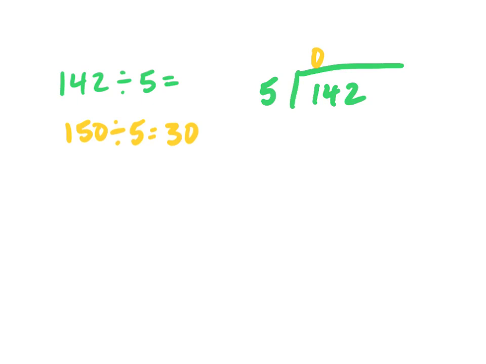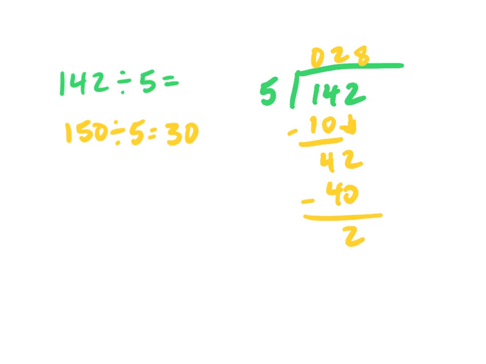5 goes into 14 2 times, which is 10. 14 minus 10 is 4. Bring down the 2. 5 goes into 42. Let's see, 5 times 8 is 40. 5 times 9 is 45, which would be too big. So 8 times, 5 times 8 is 40. Subtract, I'm left with 2.